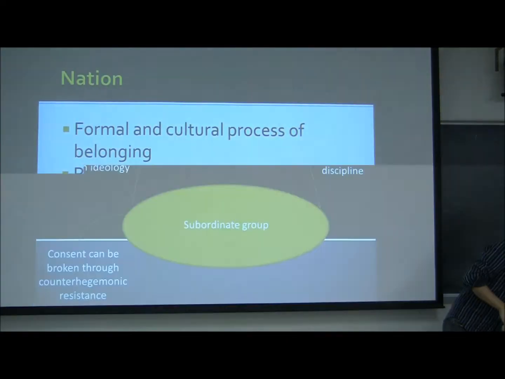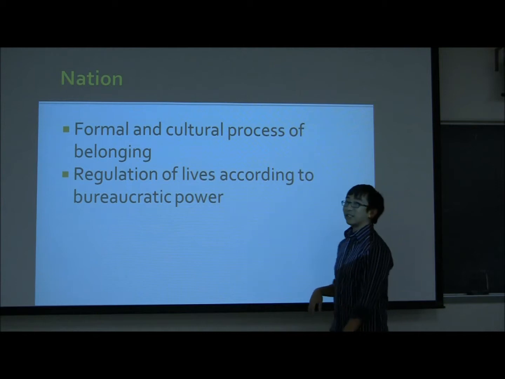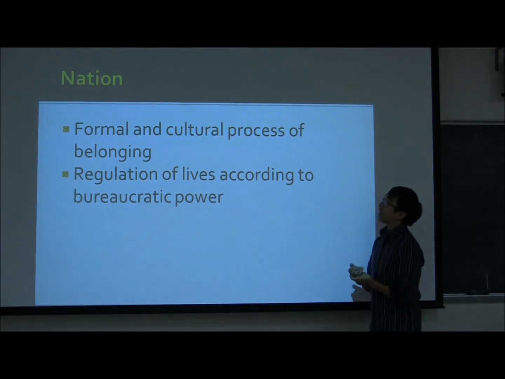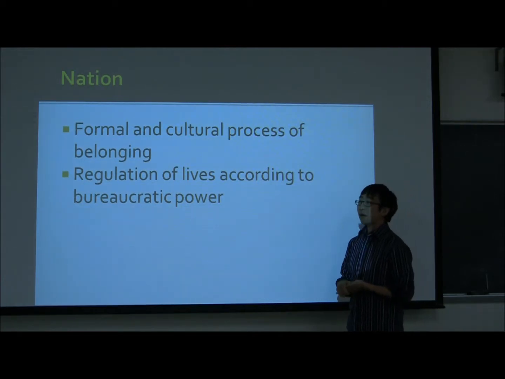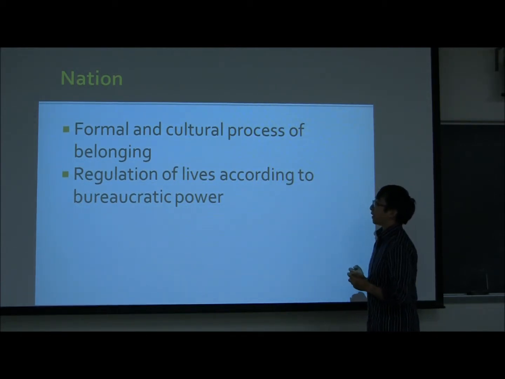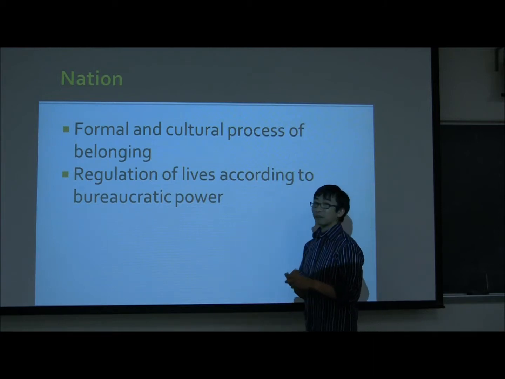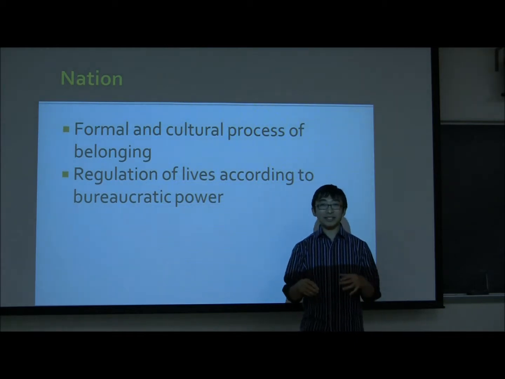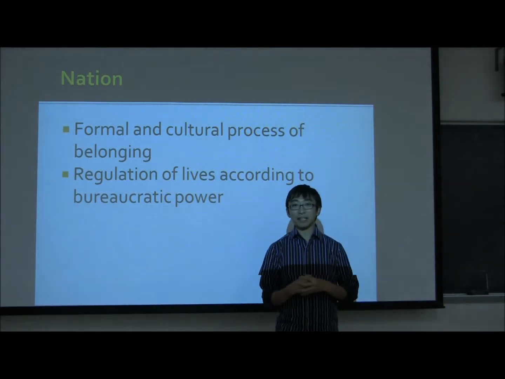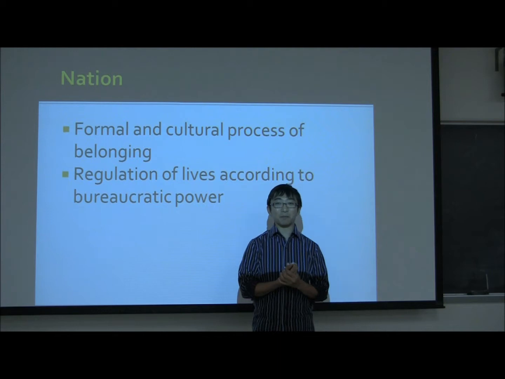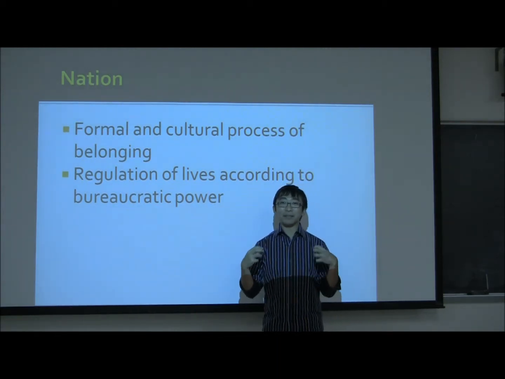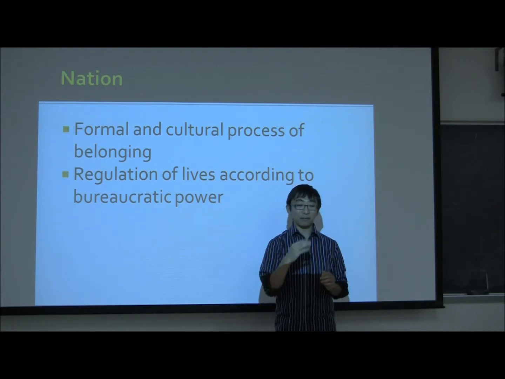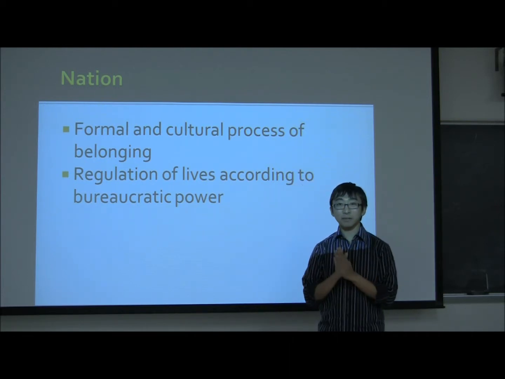So to think intersectionally about this, we can go back to our definition of nation, right? Nation and nationality appears to us as the formal and cultural process of belonging, but at its structural level refers to the regulation of lives according to bureaucratic power. If we think intersectionally about race and nation, we can understand these two civil rights struggles, the African American civil rights movement and the Chicano civil rights movement, as being about demanding representation within the nation, right? If we're thinking intersectionally about race and nation as categories of identity and difference.